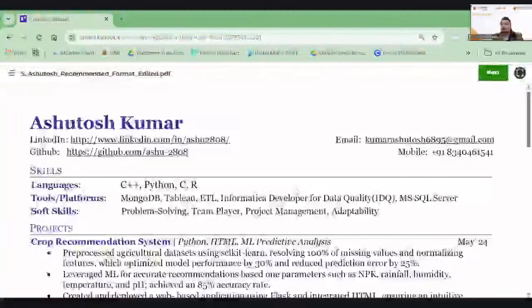So I would not go with the statement that companies only prefer experienced personnel. The answer to the question is no. They actually go for freshers as well, and they recruit you for the internship profiles.